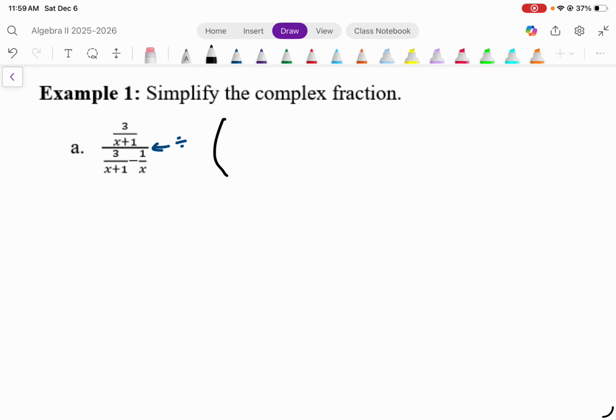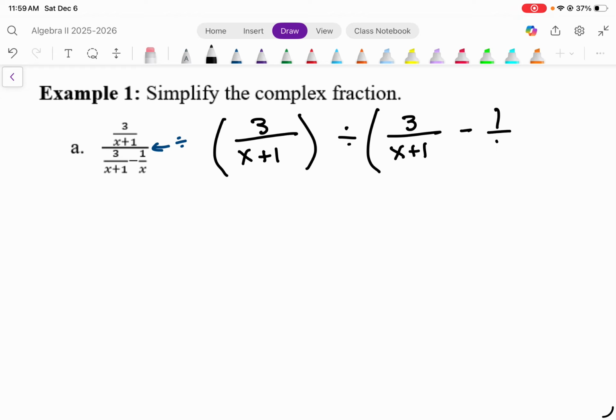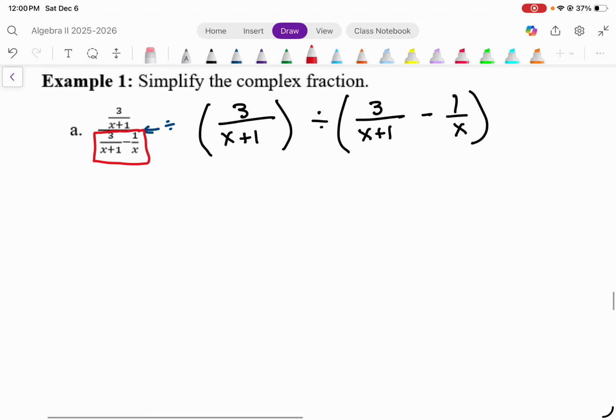So we would have the 3 over x plus 1. That is going to be divided by the 3 over x plus 1 minus 1 over x. The one thing that's really important to remember is because these two were together on the denominator, they have to be grouped together. So we cannot separate them before we do the division. So what we're going to do is we want a fraction divided by one fraction. We are going to figure out how to combine those. And that is using our addition and subtraction of our fractions to combine them.